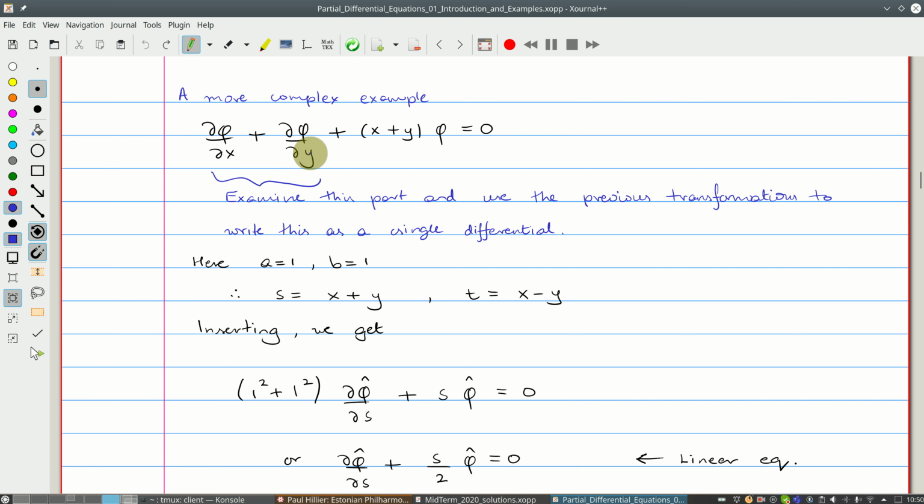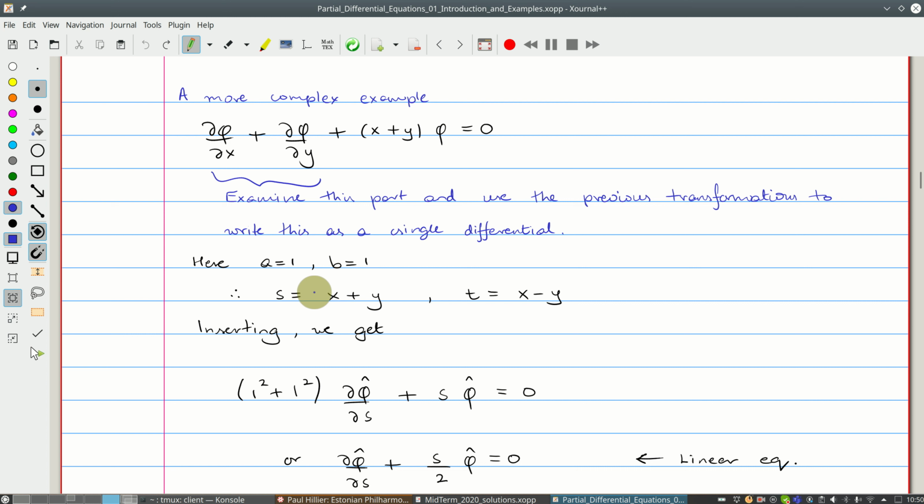And what we're going to do is to examine the part which contains the derivatives and convert that part into a single differential using this change of coordinates. And then we will have a differential equation in that single variable. So here, if you compare this to the equation we had before, a is 1, that's the coefficient of the partial with respect to x, and b, the other coefficient, is also 1.